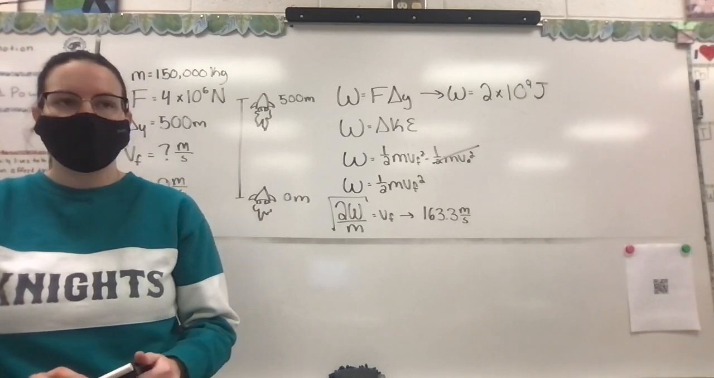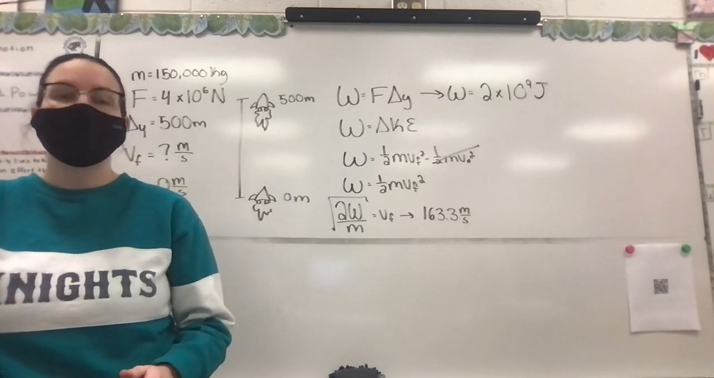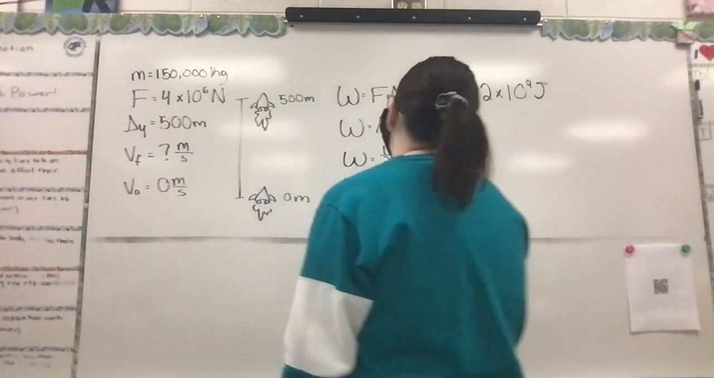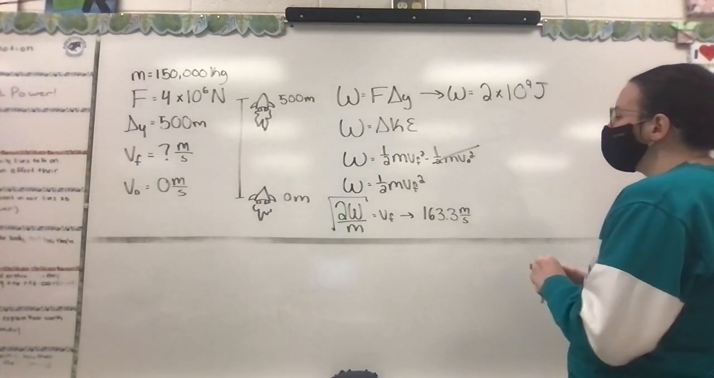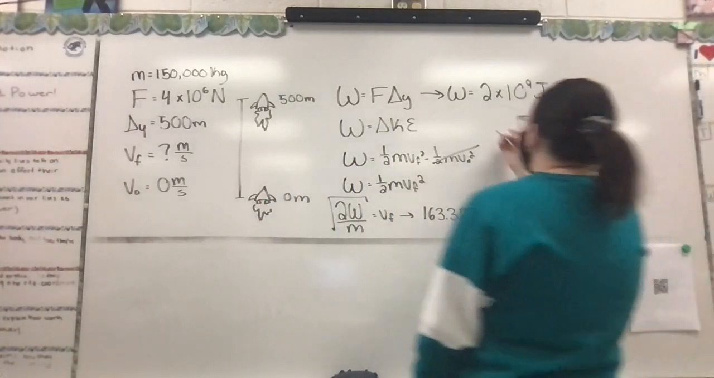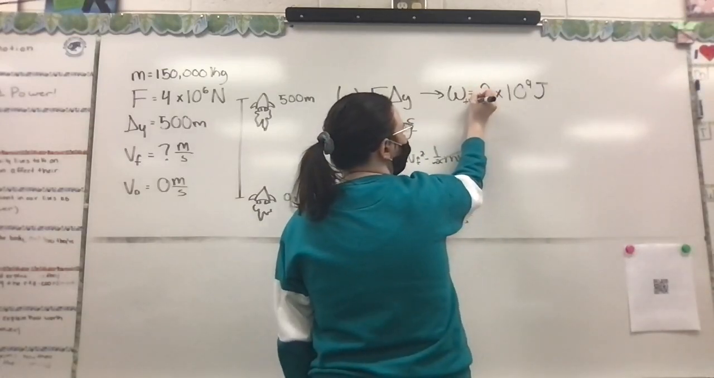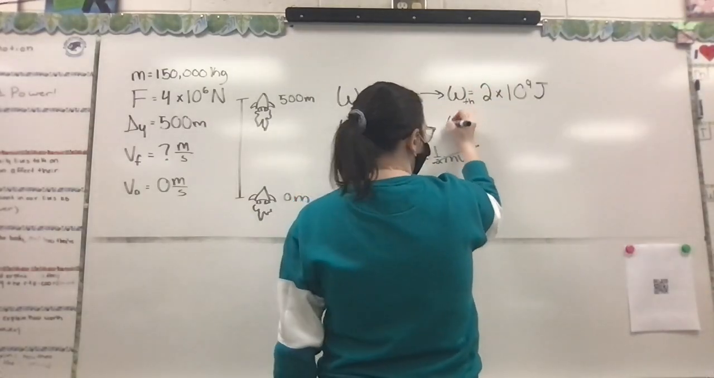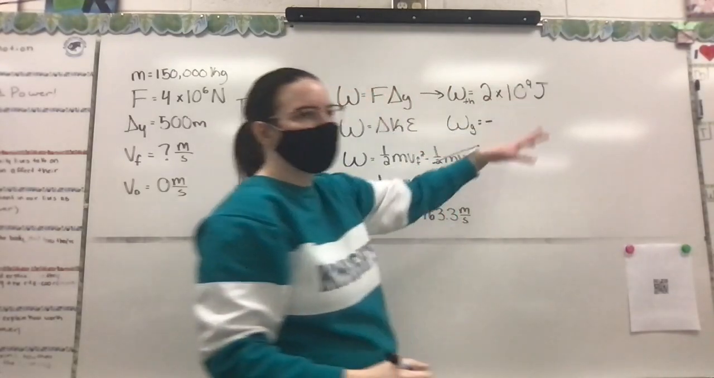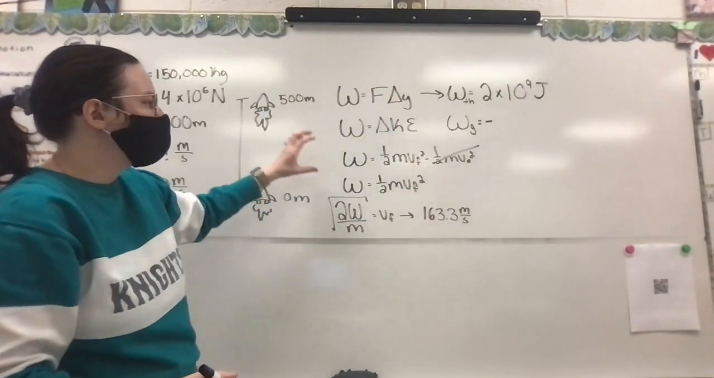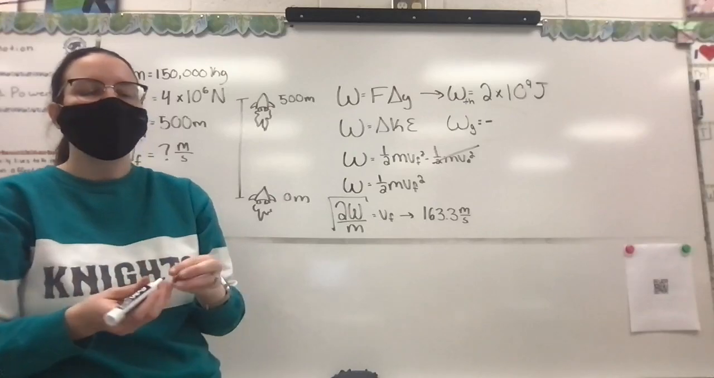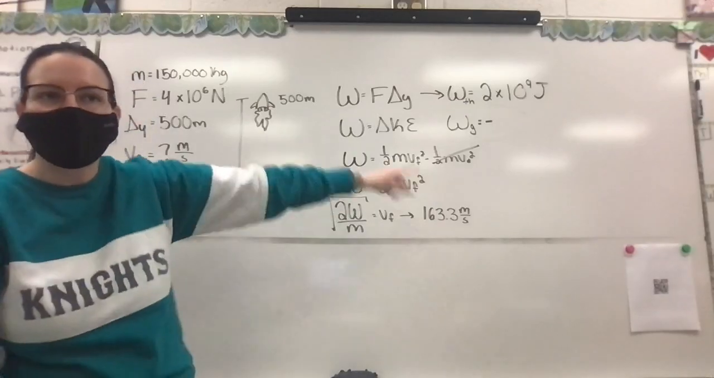There's something that you guys forgot to take into account. Gravity. Uh-oh. Rookie mistake. This is just the work due to thrust. You need to find the work due to gravity, which will be negative, and then add them together, and then use that total work to solve for the final velocity. So your homework this weekend is to finish this problem.